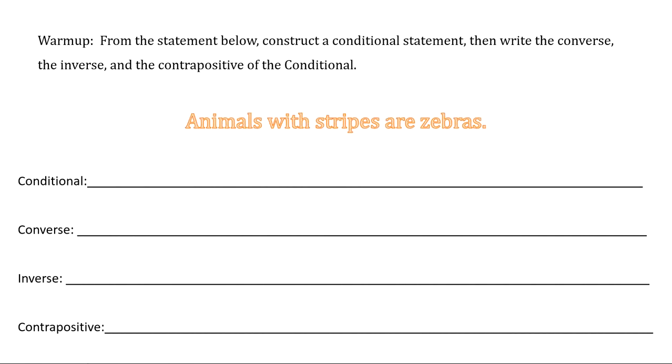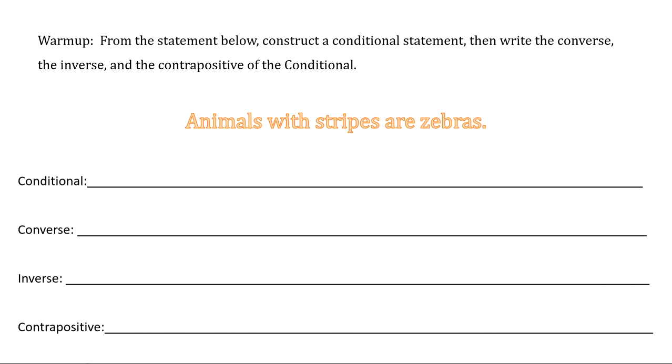So I want everybody to take a few minutes and come up with conditional statements based on the statement animals with stripes are zebras. Okay, so we should have some conditional statements, some converse, the inverse, and the contrapositive. Remember, we went over this again on Friday, trying to review everything and make sure everybody kind of understands what's going on.